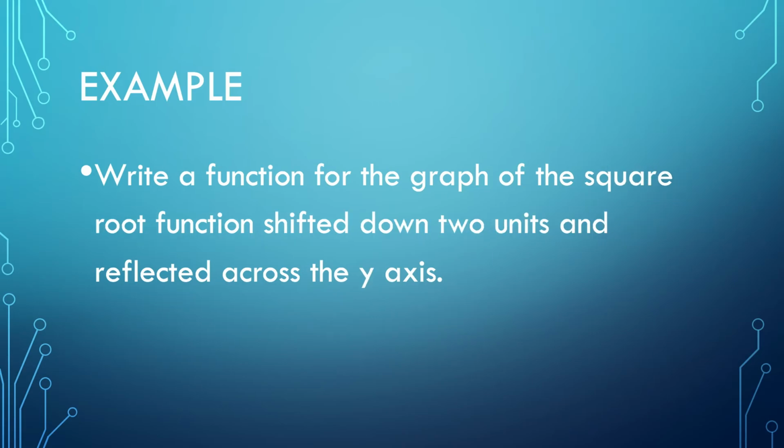And then our last example asks us to write a function for the graph of the square root function. We want to shift it down 2 units and reflect it across the y-axis. So our square root function, f of x is equal to the square root of x. Again, you want to be sure that you know that from your library of important functions.